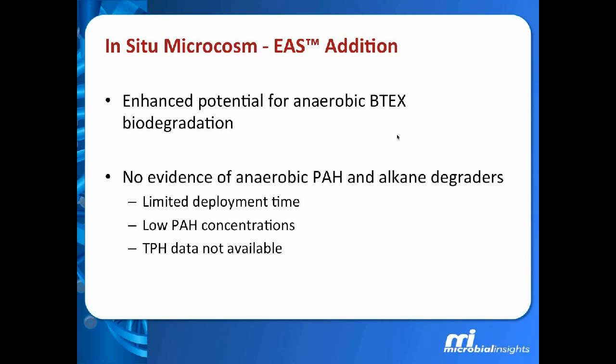But when we looked at the data a little closer, we didn't see any indication that sulfate addition stimulated the growth of anaerobic PAH and alkane degraders. There could be a couple of reasons for this. First, the deployment period was about 50 days, which isn't unreasonable for this type of study, but it's certainly shorter than the lifespan of a full-scale injection. The other factor to consider are the concentrations. PAH concentrations in these locations range from 7 to 160 parts per billion, whereas BTEX concentrations are much higher, 2,300 to 3,200 parts per billion.